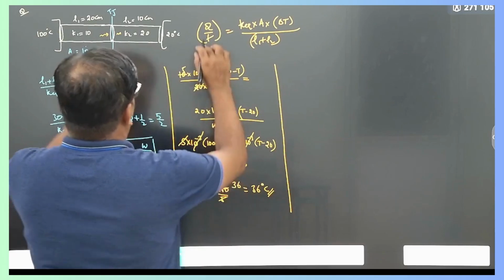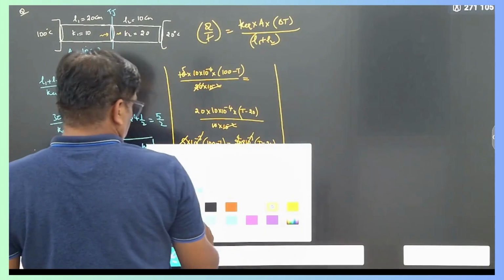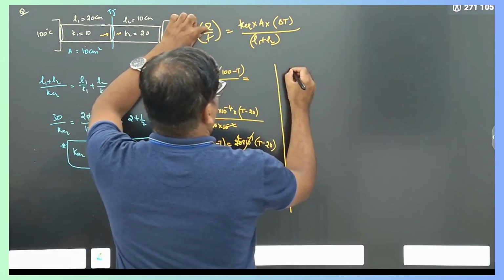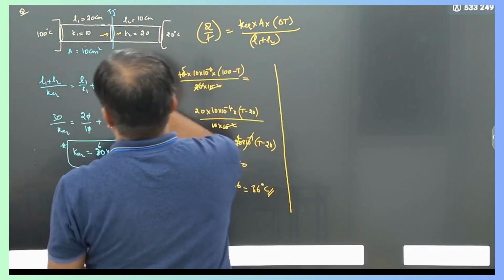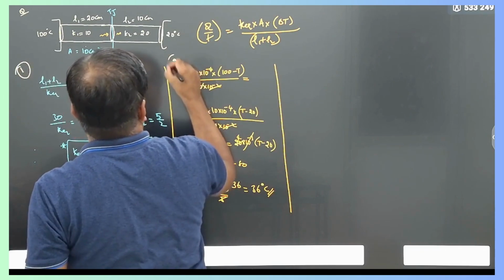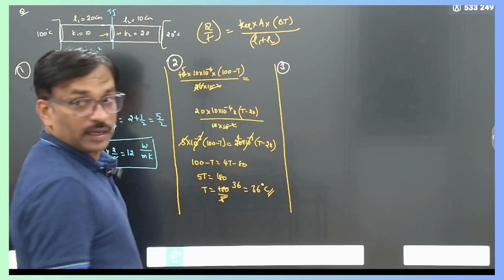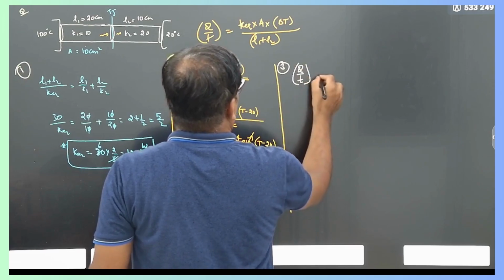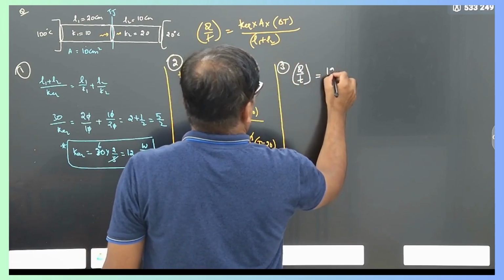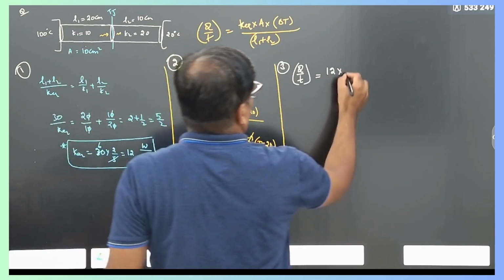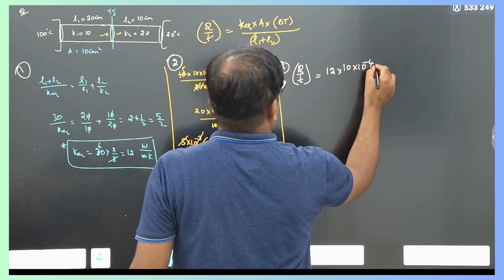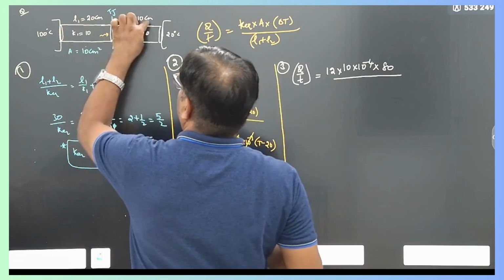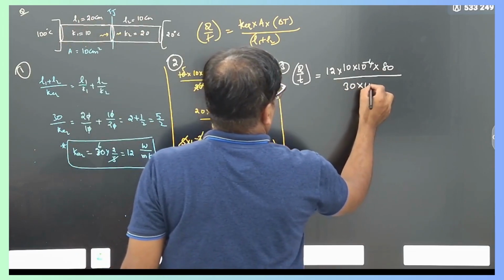Now see this one, here: rate of flow of heat energy. This is your first question, this is your second question, this is your third question. Clear? How to find it now? Rate of flow of heat energy: K equivalent, I got it in the SI unit, 12, into area 10 into 10 to the power of minus 4, into temperature difference, which is 80, divided by length, which is 30 into 10 to the power of minus 2.